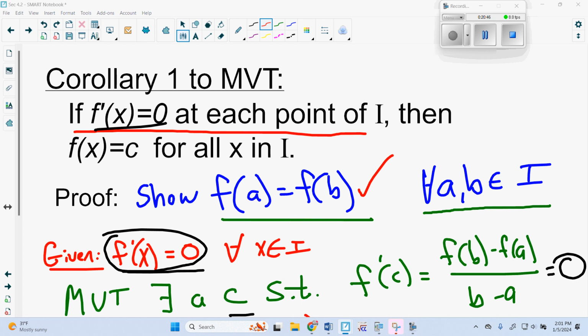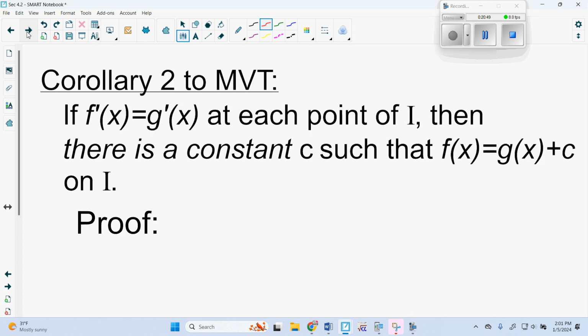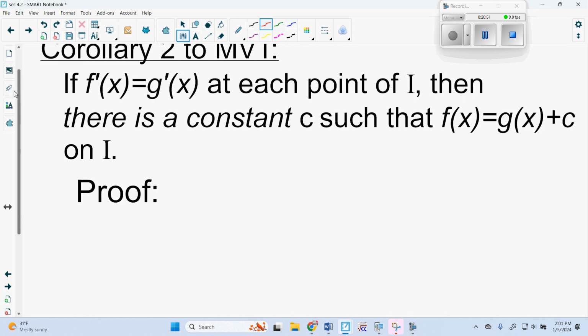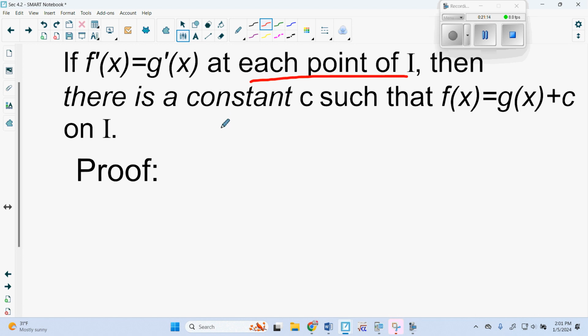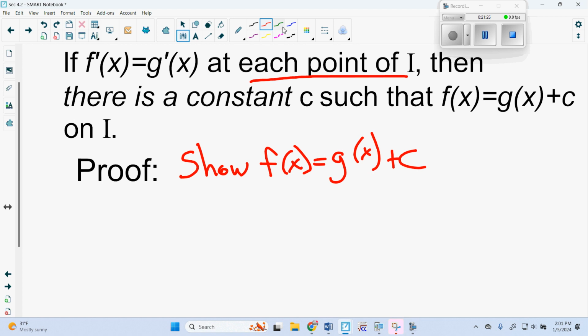Okay? So let's look at the second one. Corollary 2 says, if the derivative of f and the derivative of g are equal at every point in the interval, once again, that means they're continuous, means they're differentiable, so we can use the mean value theorem. Then there is a constant c such that f of x equals g of x plus c. So let's once again try to prove this. We want to show that f of x equals g of x plus c.